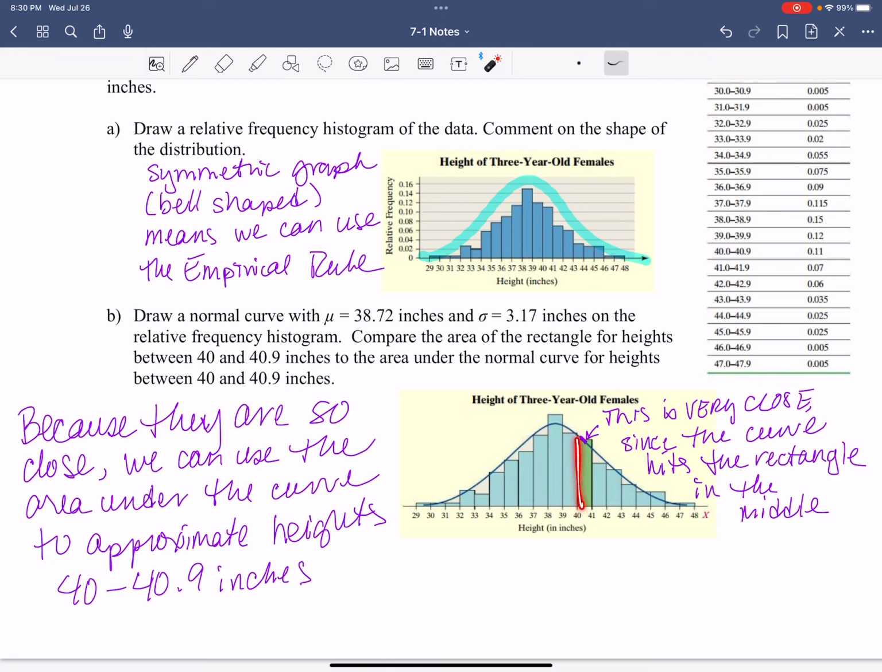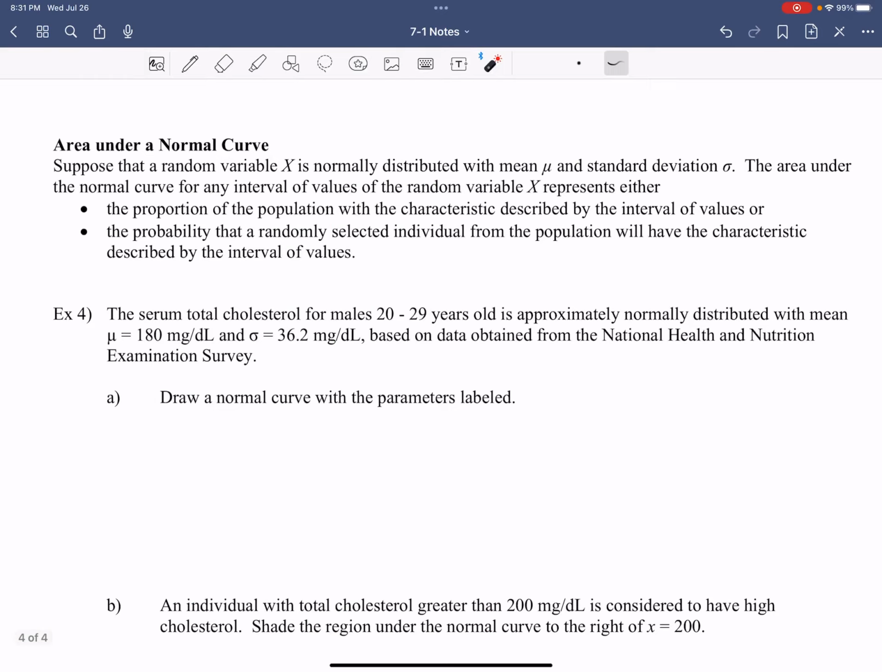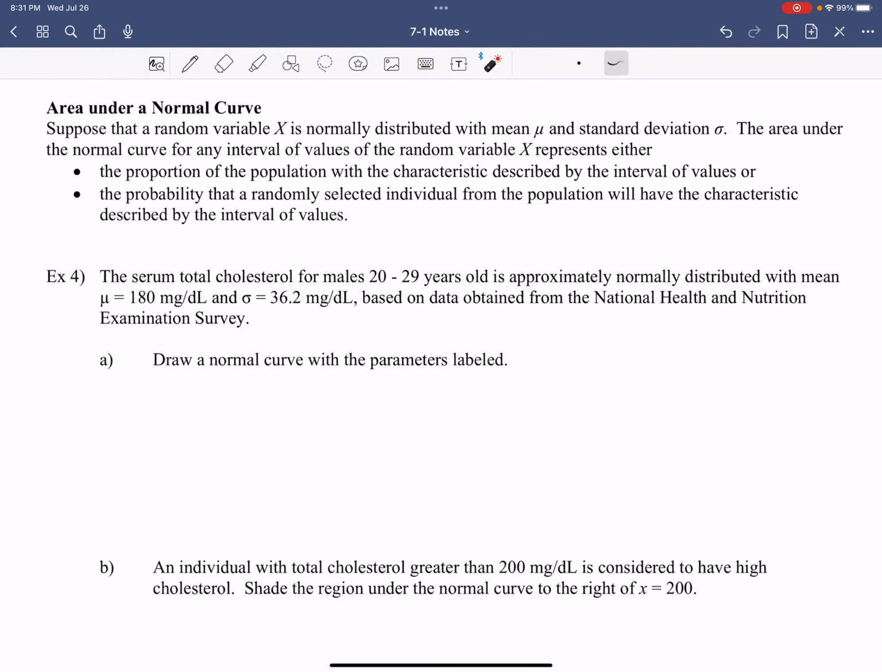Because this is so close, I don't have to worry about that. We know that this is an empirical rule, so the area under the curve makes that empirical rule. And that's nice because these rectangles are so close. If we split it up in rectangles, we don't have to do length times width every single time. Because this is nice and close, we can just look at the area under the curve, and we can do that by using the empirical rule. Pretty cool, right? So let's look at this area a little bit more.